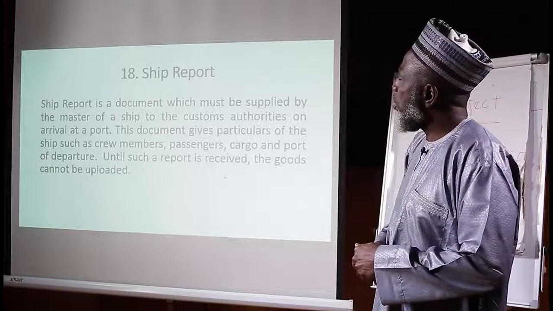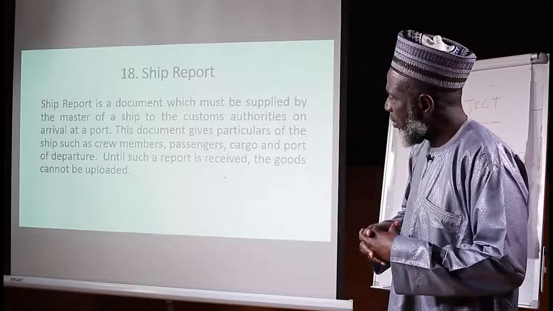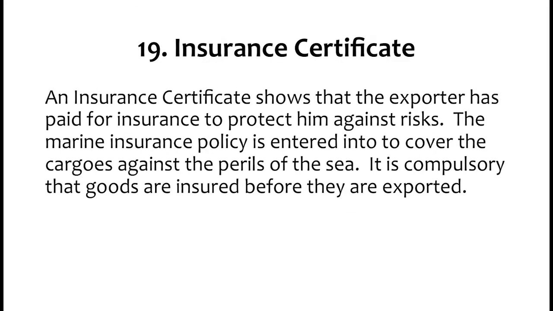Then we go to document number 19, which is the insurance certificate. This has to do with insurance, just like we hear from the name. It shows that the exporter has paid for insurance to protect him against any risk.